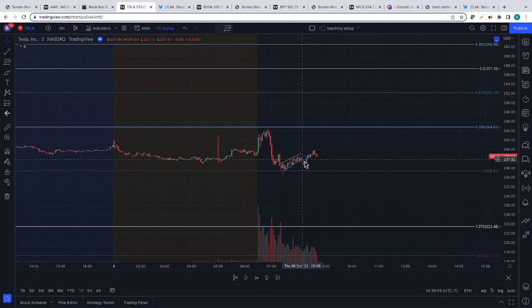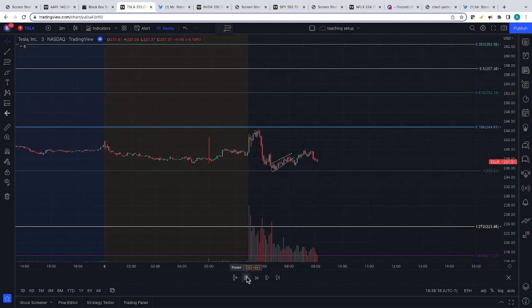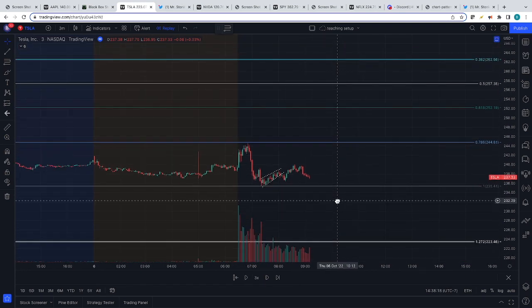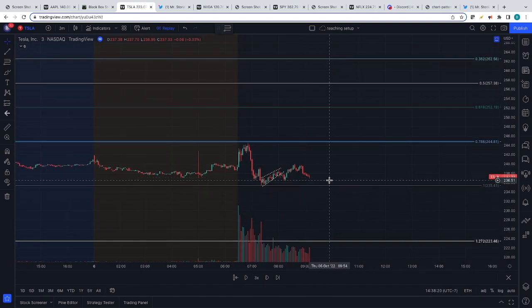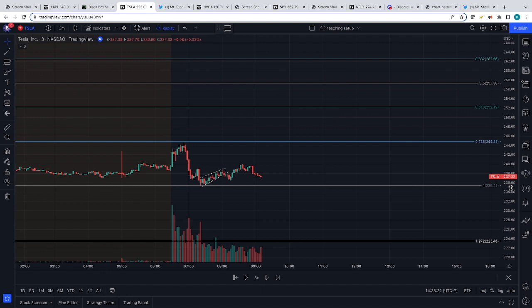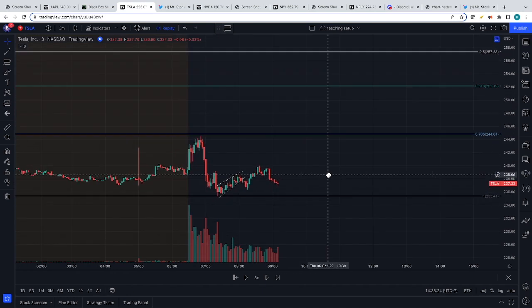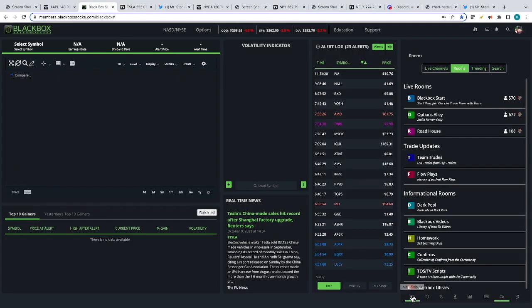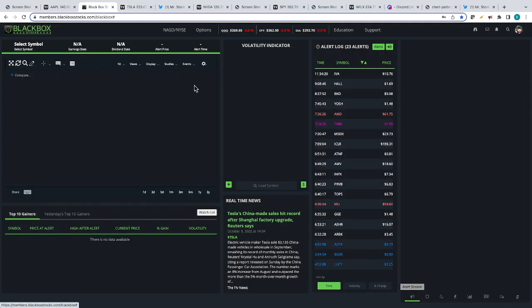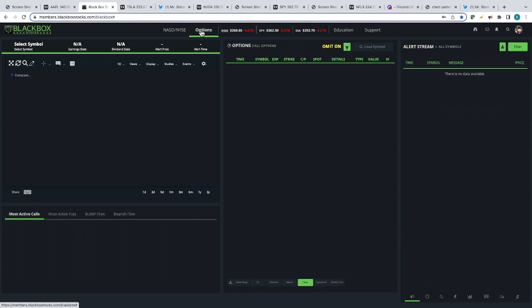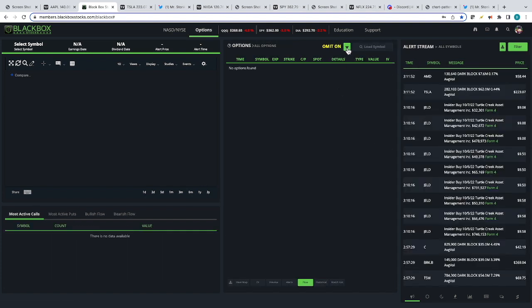So this was another one where we got the break with no volume. It was a little flag, but it started pushing right back up. And then we see Tesla come down into this area. So this is one where I wanted to highlight using Blackbox and the value of the information that we get coming through here. Let me quickly go through.